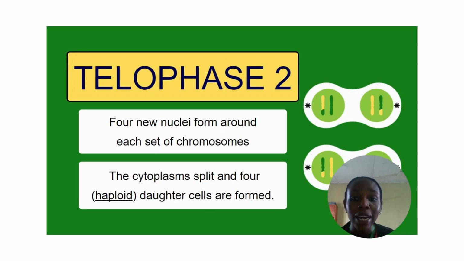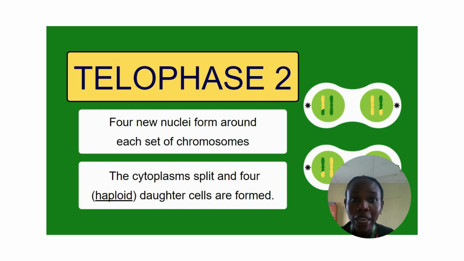Now, in the last stage, which is the telophase phase two, four new nuclei form around each set of chromosomes. And here, the cytoplasm splits and four daughter cells are formed. Basically, at the end of the meiotic cell division, four daughter cells are produced.